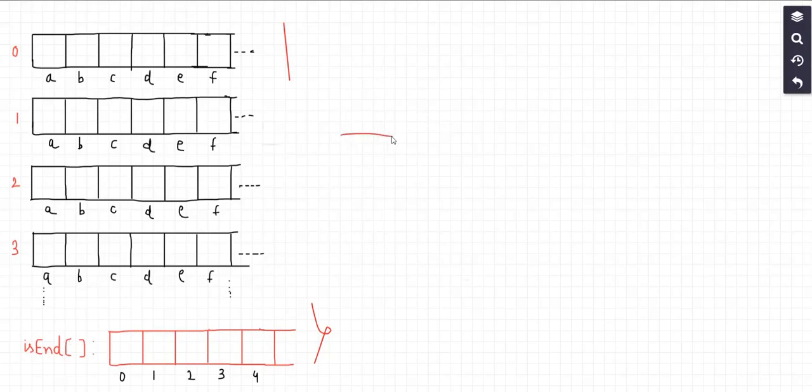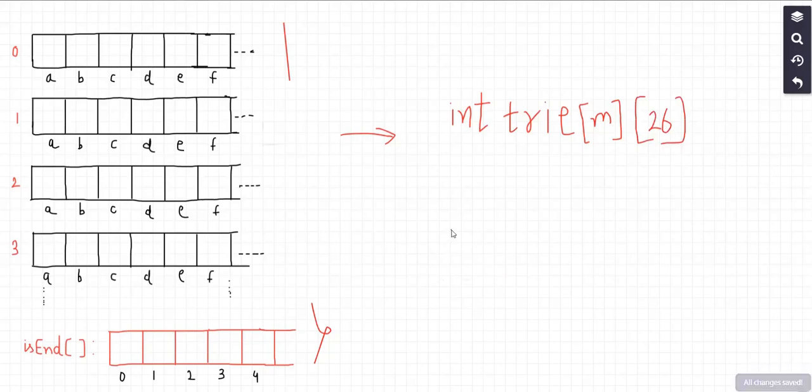Fine. So how do we implement this data structure practically? It is easy. All I have to do is simply declare the trie data structure as an array and specify the size m, and each node consists of 26 slots for storing the small letters of the alphabet. And this is easy. I just declare an array of size m.